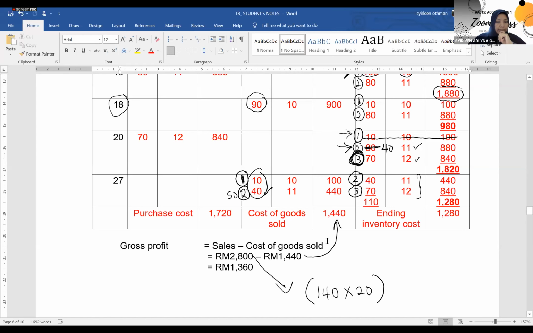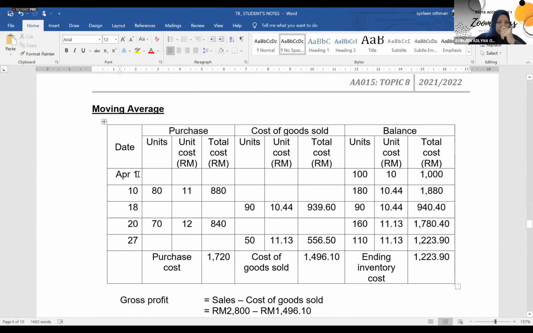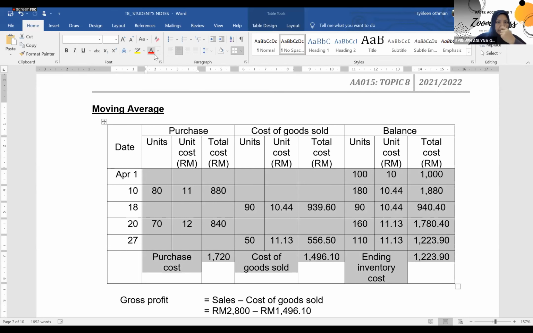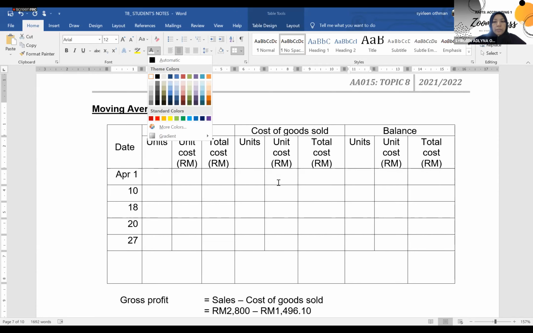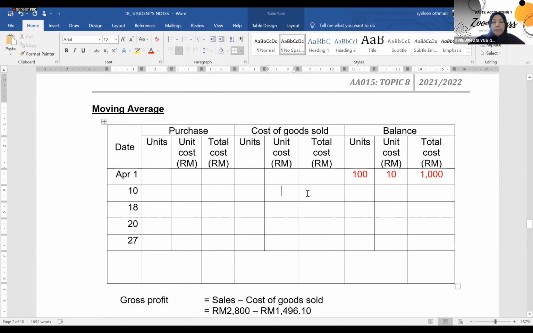Okay, kita buat moving average. So sama juga moving average ni, taken from your question. Alright. So moving average. Tengok betul-betul cara kira, sebab cara kira tak sama. Okay. Balance RM10, 100 unit. Yang ni tak ada masalah. Still the same. So you just write. Yang ni samalah. FIFO and moving average, the first step is the same.